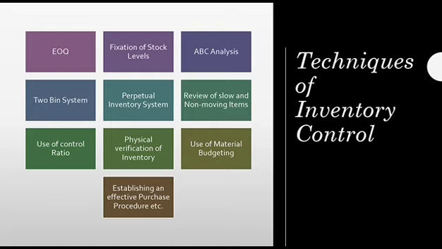Then there should be a use of control ratios. Then physical verification of inventory is also an important aspect. Then sometimes we should use the inventory ratios for the purpose of effective controlling. Sometimes you should go for inventory budgeting. And lastly, there should be an effective purchase procedure, because if your organization is planning for a scientific purchase procedure, then it will help us to have proper control over the inventory system.